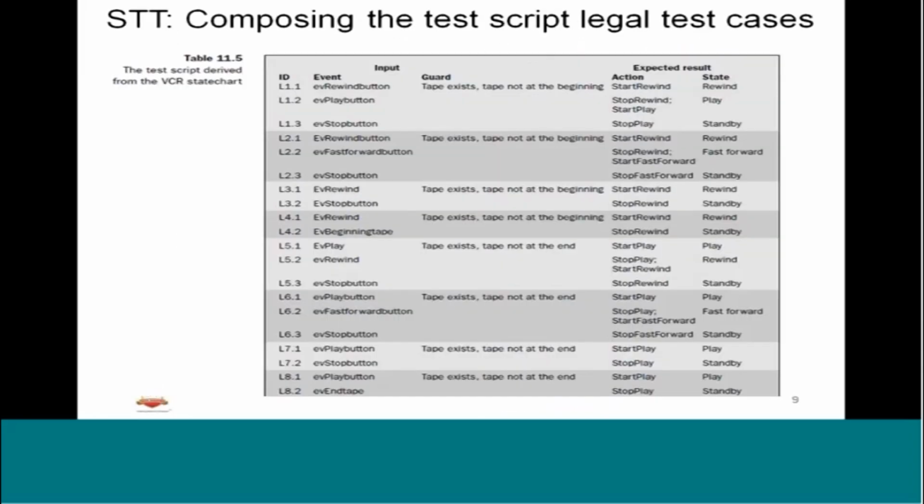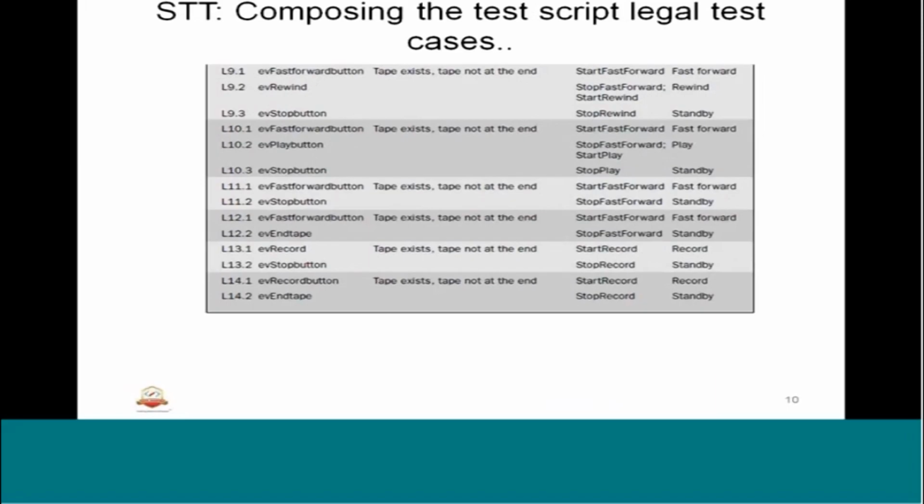Then we drew a table or a state chart table for the VCR, with legal test cases identified as L1.1, 1.2, 1.3, 2.1, 2.2, 2.3, etc. All these are basically event based. So there is the input and the condition, the next state, and the expected result. This is how it needs to be done in state transition testing.